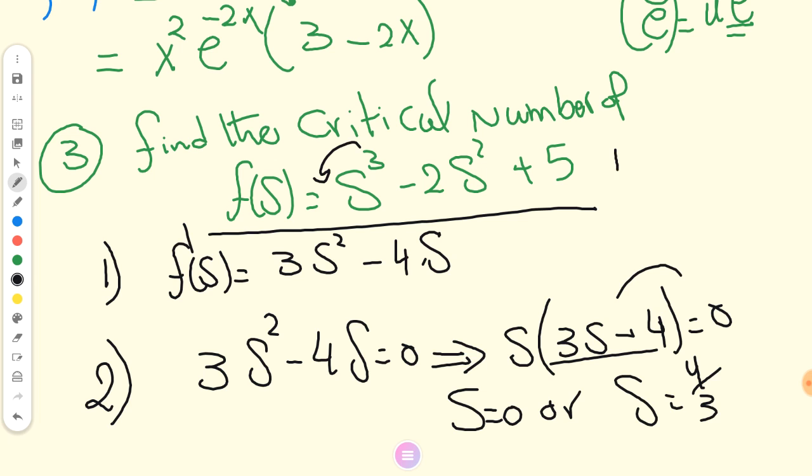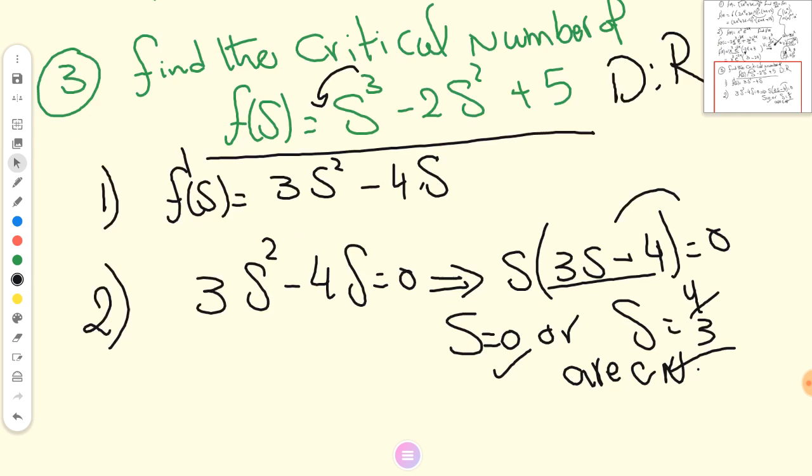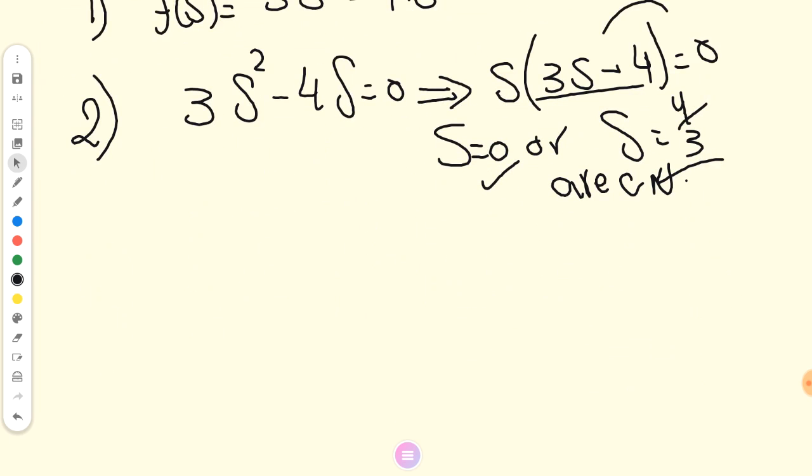Since the domain here is all real numbers, and all of the values of s here are real numbers, these are the critical numbers. For a critical number, the function must be defined at it. That is the third kind of question that you will meet in the exam. I hope you understand.